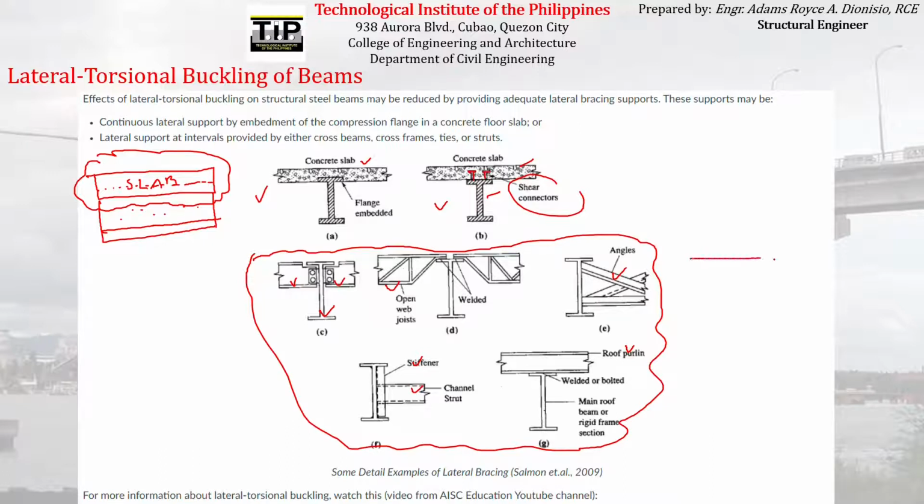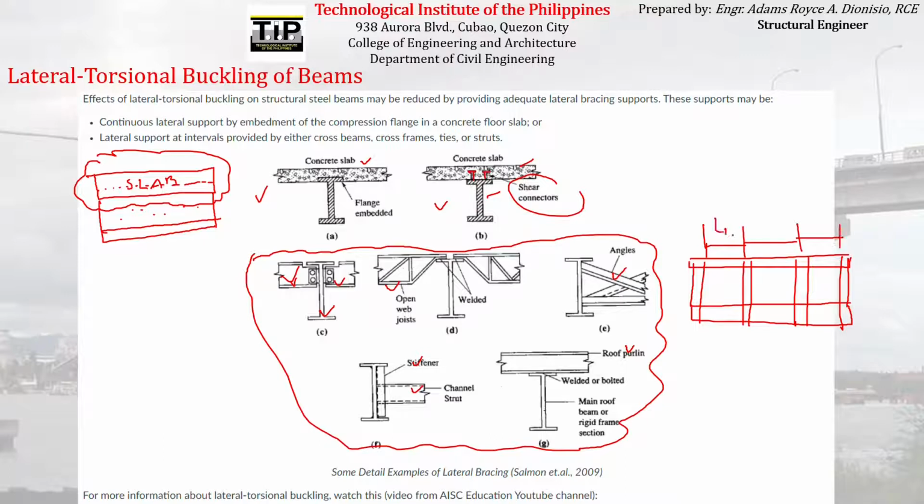So meaning, if this is the elevation view of the I-beam, this is the top flange, this is the web, and this is the bottom flange, usually these bracings are just provided at a certain point along the length of the beam. For example, bracing can be provided here, and then here, and then here, and then here. So you still have what we call the unbraced length. Okay, so that is the unbraced length, LB.